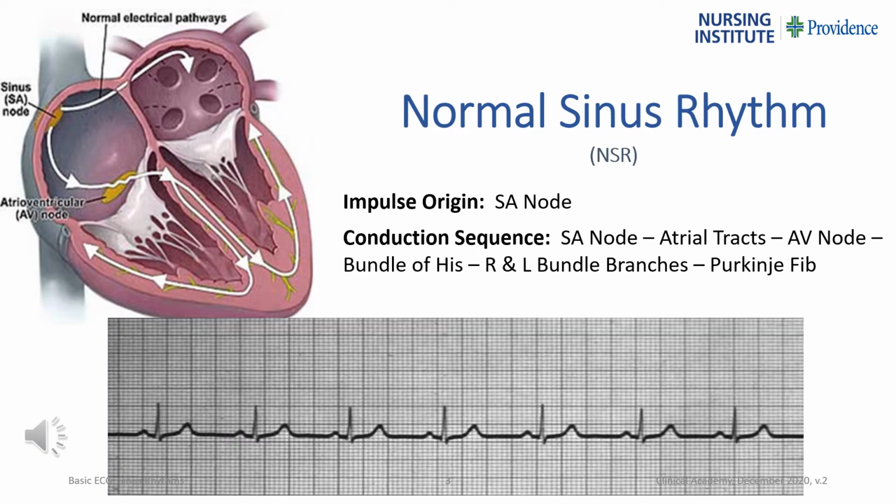This slide depicts normal sinus rhythm. You can see by the strip at the bottom of the page, everything is nice, normal, and regular. The impulse originates in the SA node, travels through the atrial tracts to the AV node, down the bundle of His, the right and left bundle branches to the Purkinje fibers.